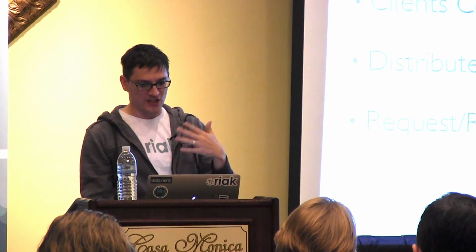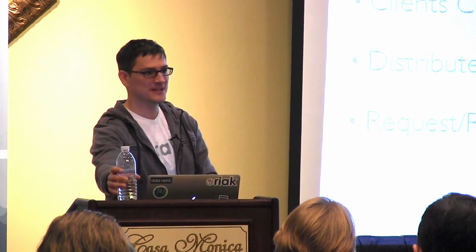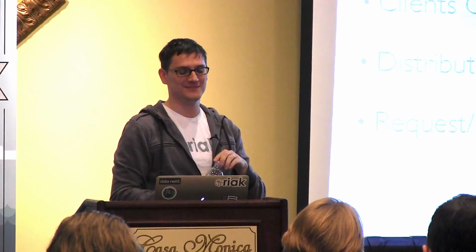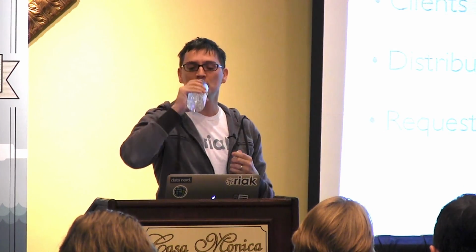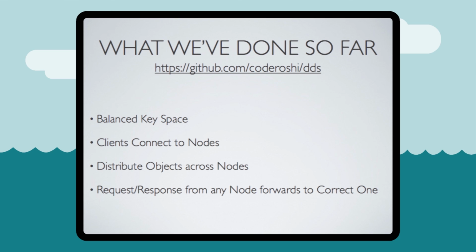And it may seem a little slow, but that's because we weren't doing any sort of fancy connection pooling or anything like that. But what we've done so far is actually pretty amazing. With a very little bit of code, we've created a balanced key space. Clients can connect to any node. They can distribute objects across nodes, and the request response from any node will forward to the correct one. So it just doesn't matter what nodes we connect to, which is what you want on a distributed database. Again, we're talking about high availability here.